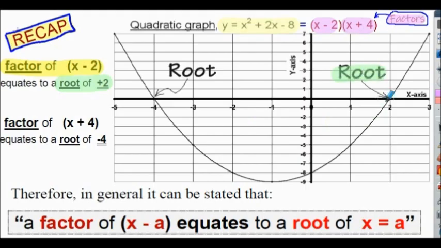The positive 2 root is shown here. It's where the quadratic curve crosses the x-axis. And again, if we have a factor of x plus 4, we can show that equates to a root of negative 4. So again, here's our root, negative 4. So in general terms, a factor of x minus a equates to a root of x equals a.